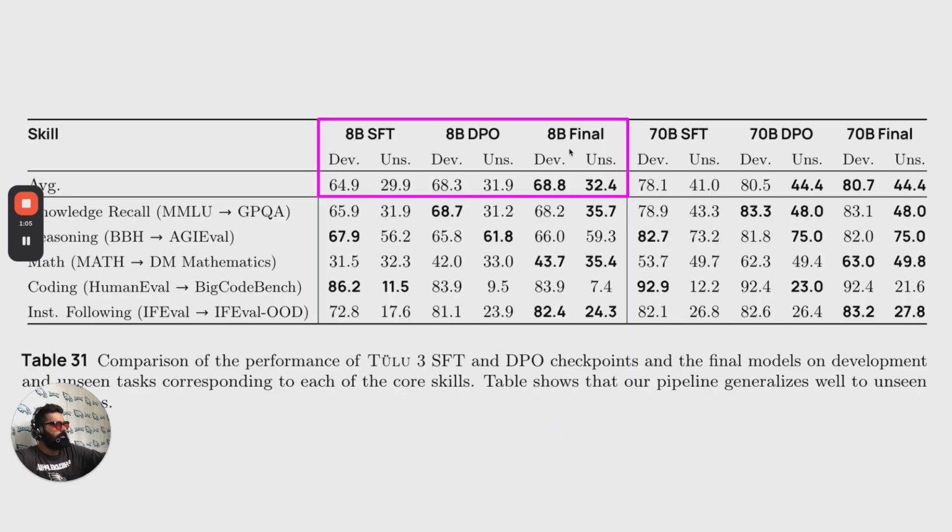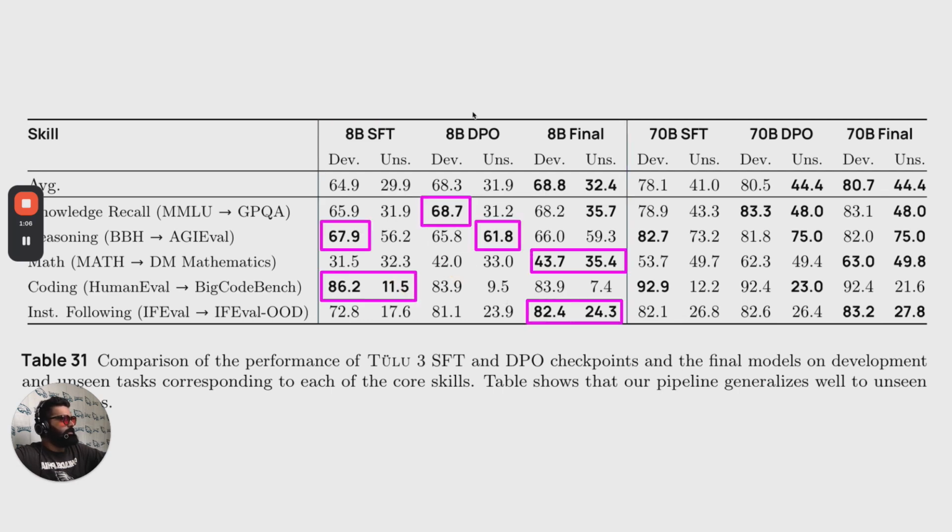So, looking at the evidence to back up these claims, the 8 billion final has the highest development and unseen eval suite. And not only that, if you look at SFT, DPO, and final, in each case the development performance increases and the unseen performance decreases. So all design decisions at each step are improving the generalization from development to unseen. If you look at the intermediate scores, there is some diversity. In some cases DPO had a higher score, in some cases SFT had a higher score. And we see the same pattern for our 70 billion models.